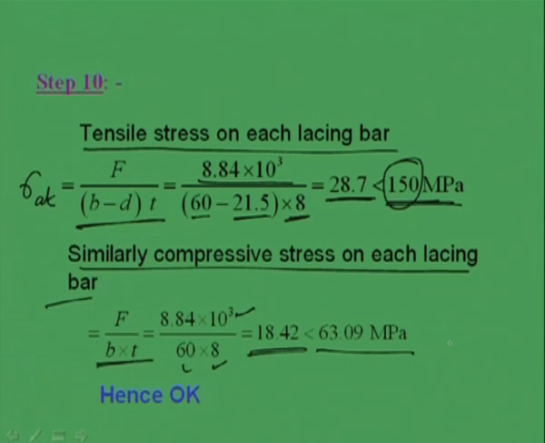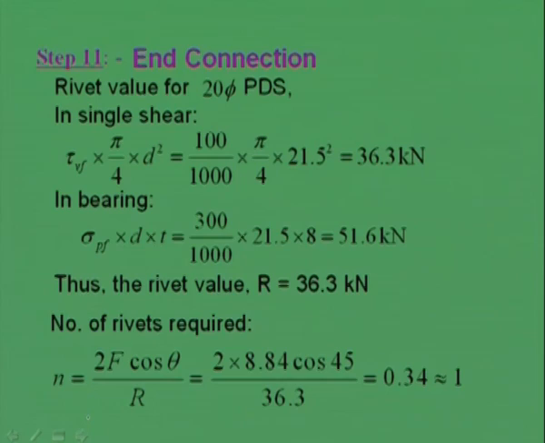Okay. So, the calculated thickness and width of the lacing bar for the double lacing system is quite okay to carry that much load, right. Next, the end step is end connection, the final step, the last step. So, what we will do, we will find out the rivet value for 25 power driven shop rivet in single shear, that will become tau Vf into pi by 4 into d square, and tau Vf is 100 and pi by 4 d square, and this is coming in Newton.